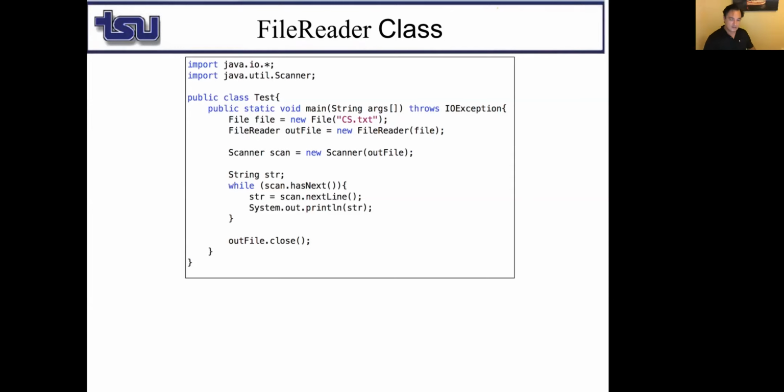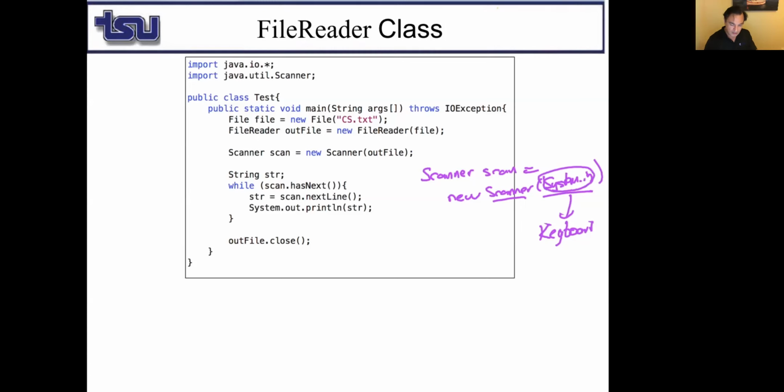Okay, with scanner. So far, with scanner, we were doing this. Scanner scan equals new Scanner(System.in). With this one, we were able to read from keyboard. So the constructor of scanner class takes an object. And in that case, we give an input object, System.in. This was able to read from keyboard.